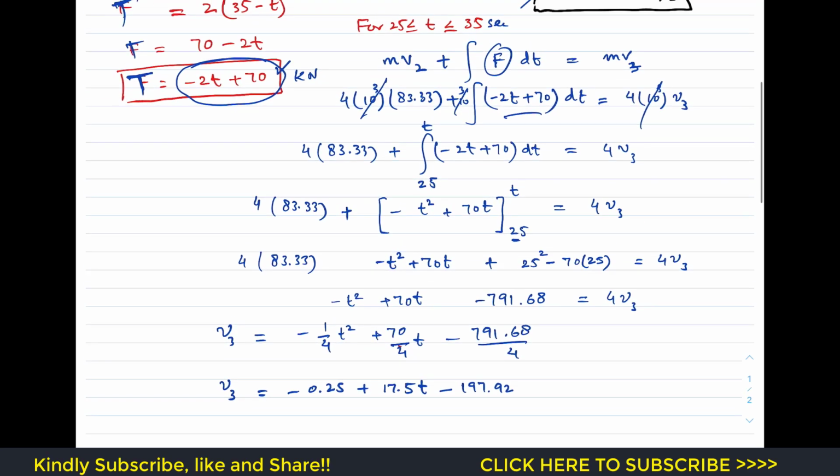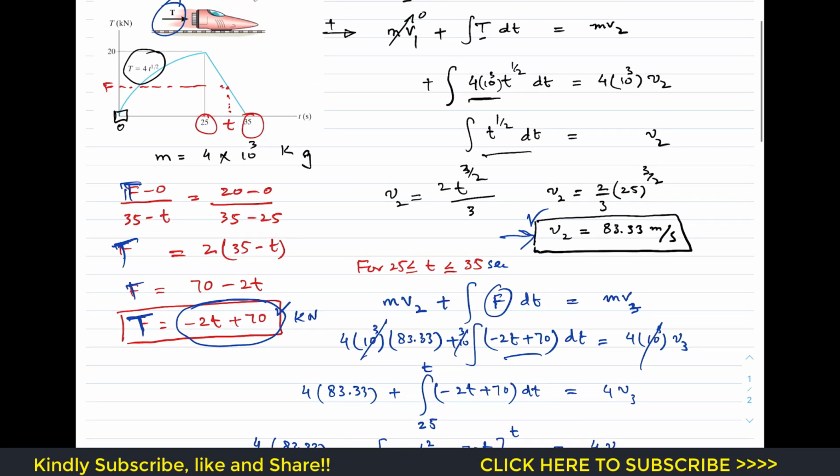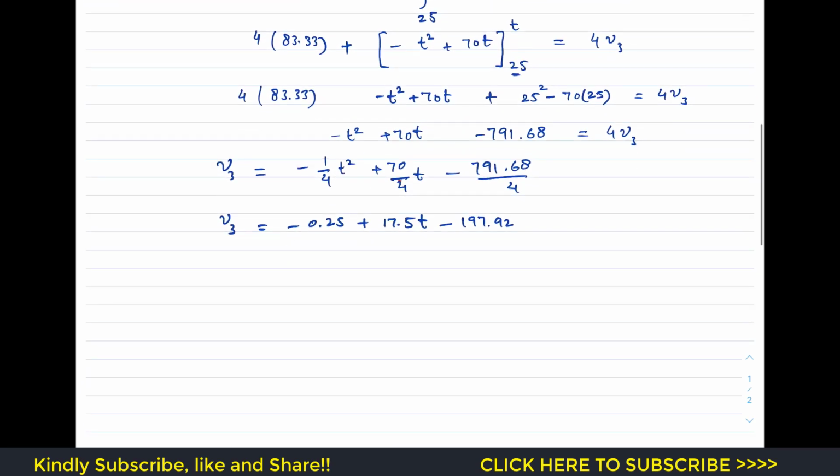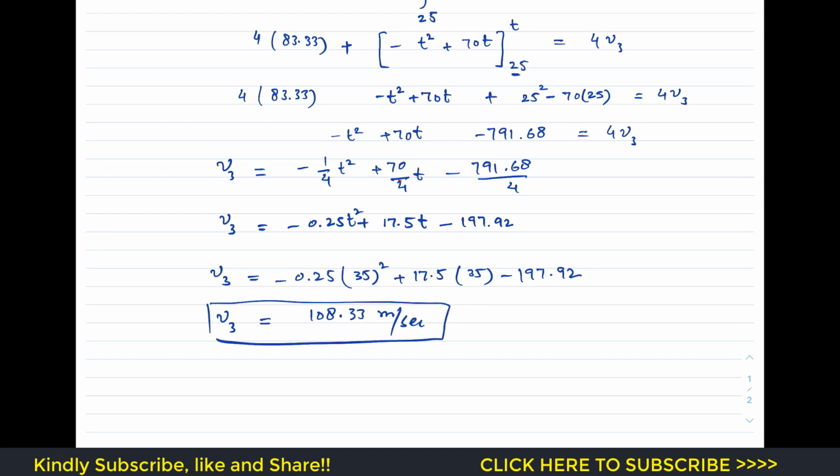Now if you want to find the velocity when t equals 35 seconds, we have to put t equals 35 in this equation. So v3 is minus 0.25 into 35 square plus 17.5 into 35 minus 197.92, and this gives me v3 equals 108.33 meters per second. This is the velocity of the sled when t equals 35 seconds.